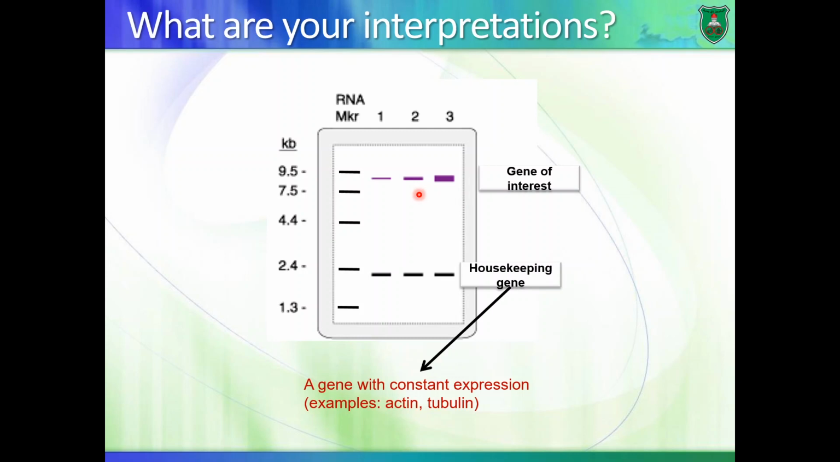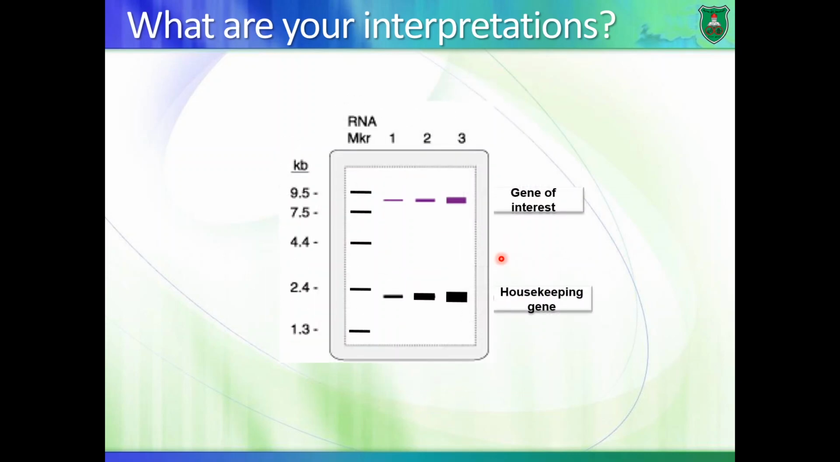So that's the idea of a housekeeping gene. It's a ruler, like the weight that we use to measure the weight of vegetables or fruits in the vegetable stores. Same thing. We use something as a standard, and this is our standard right here.